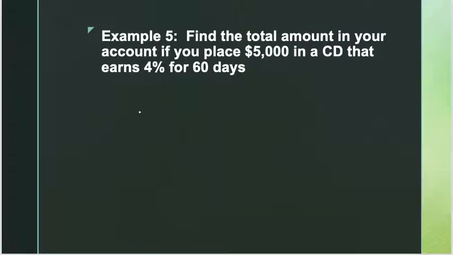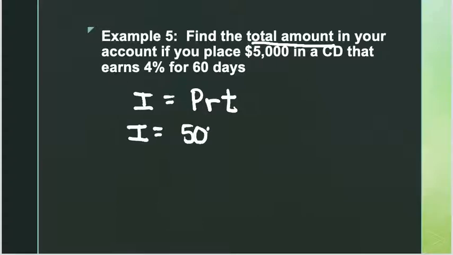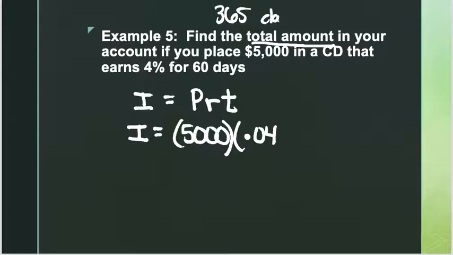And finally, our last example. So example 5: find the total amount in your account if you place $5,000 in a CD that earns 4% for 60 days. So our formula is I is equal to our principal times our rate times our time. Even though I'm looking for the total amount, I still need to find my interest first. So we have I is equal to, my principal is 5,000. My rate is 4%, so 0.04. And then my time, this time it's in days. So I know that there are 365 days in a year.